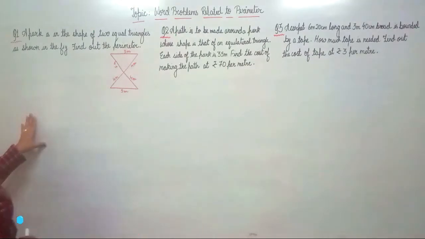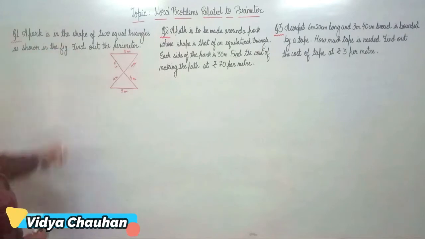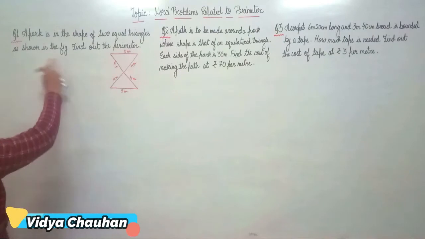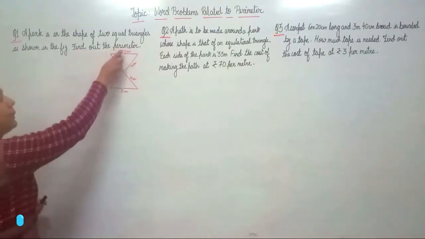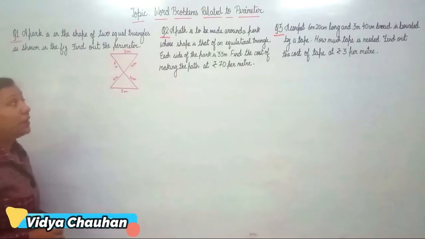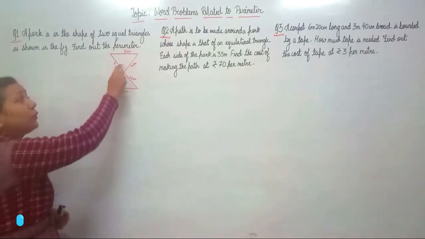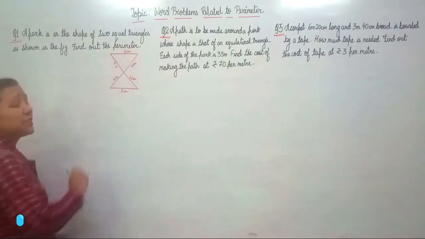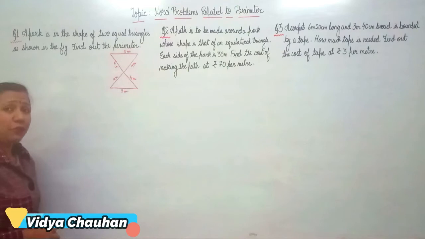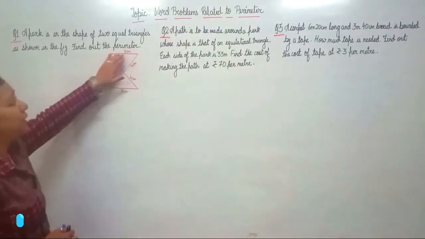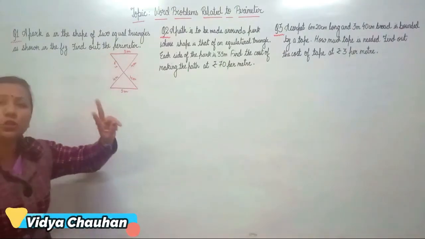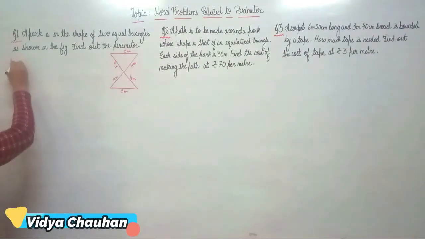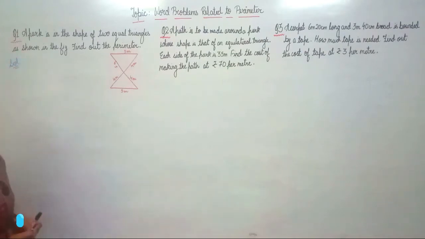The first question says, a park is in the shape of two equal triangles as shown in the figure. Find out the perimeter of the park. So the park is made up of two equal triangles and the measure of each side is given to us. We have to find the total perimeter of this complete park, which includes two equal triangles. So let's see what is given to us and how to do its solution.